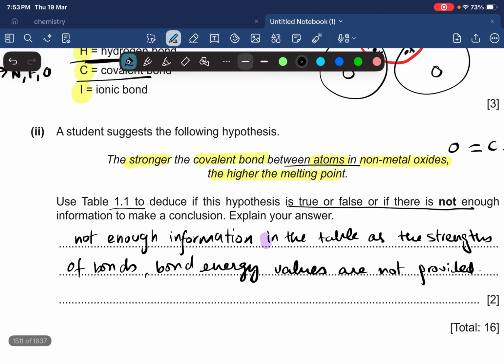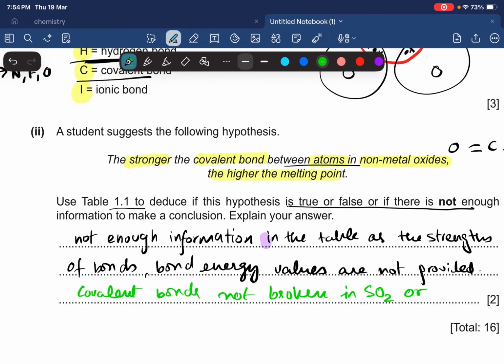So you're going to tell, no, covalent bonds are not broken in SO2 or H2O while you are melting them.